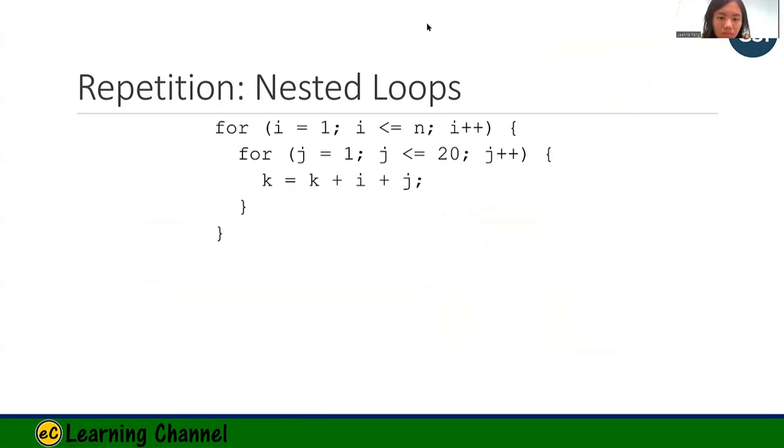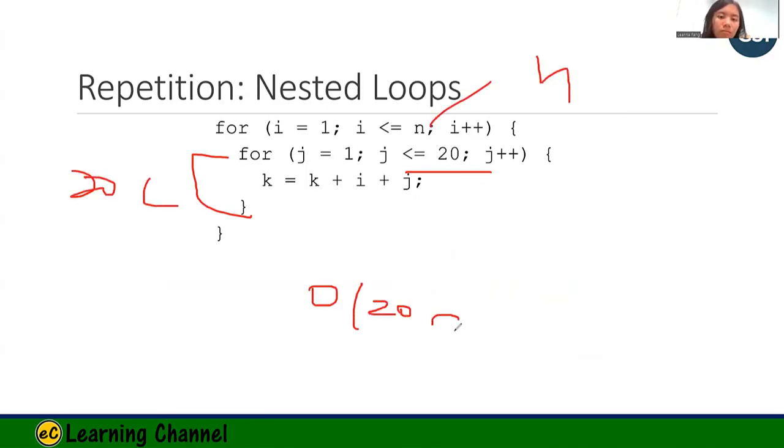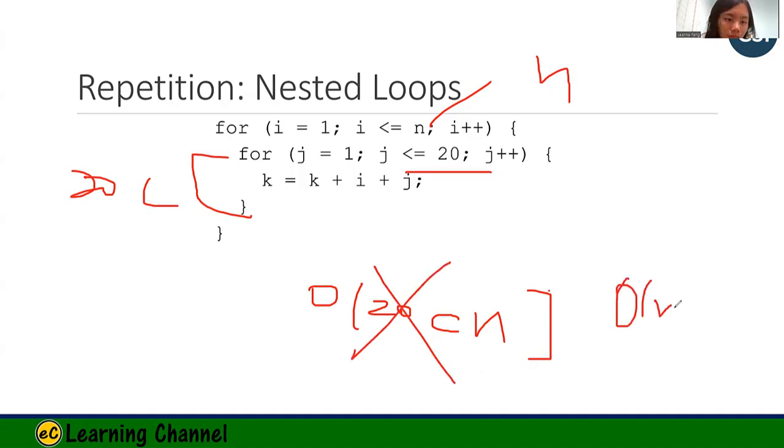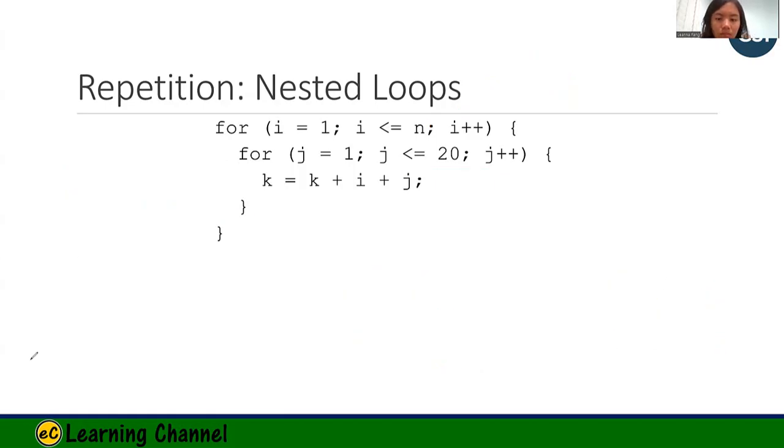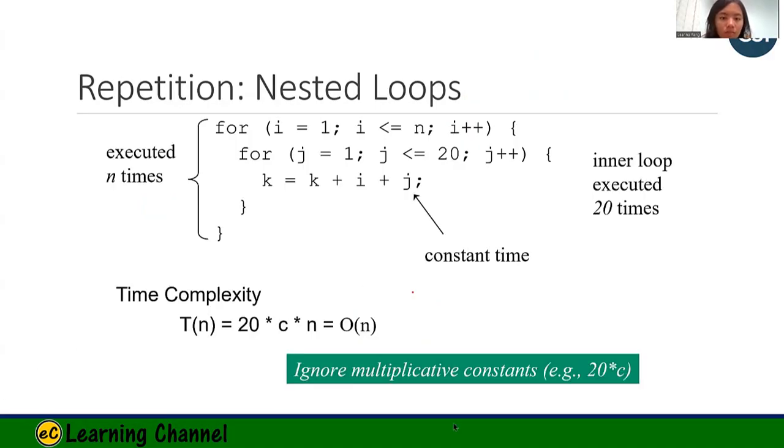This one, here, this is 20 now. So totally inner loop, you do 20C. Outside, you do N. So this one is order of 20C times N. 20C drops, so it's the order of N. Okay?